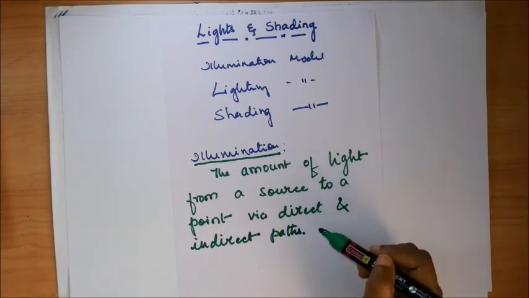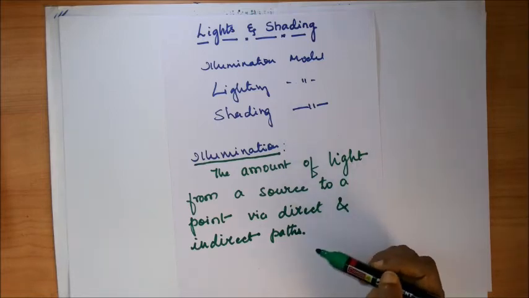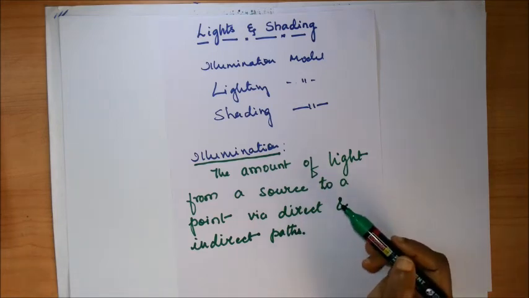Because in a scene you will not have a single source of light. There will be multiple sources of light, and there will be reflection from the objects. Some objects are transparent, so we need to understand how much and what kind of light is falling on the object. That needs to be calculated in a scene.